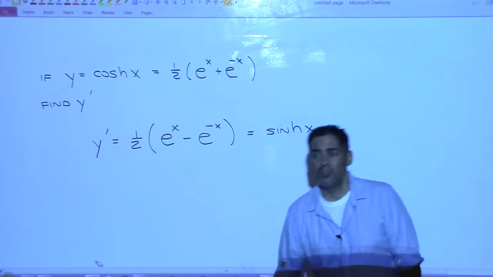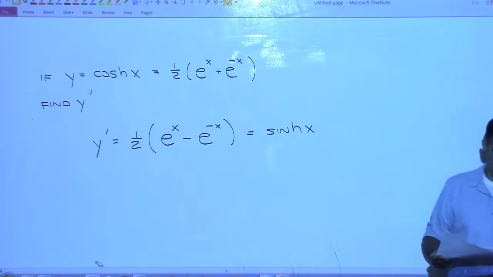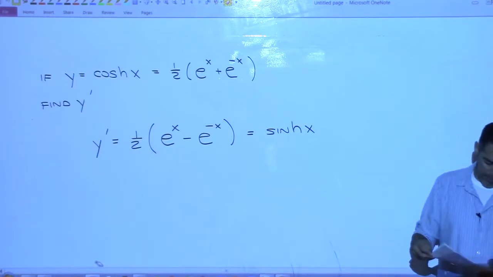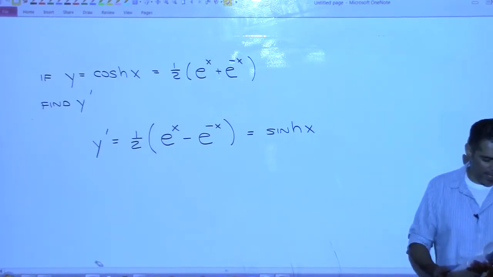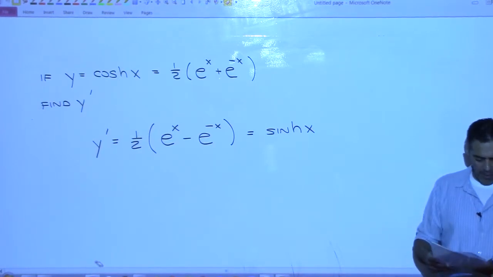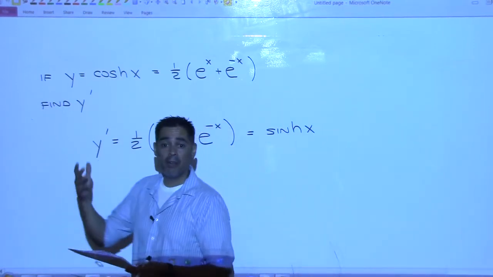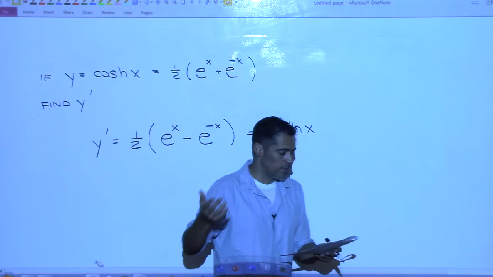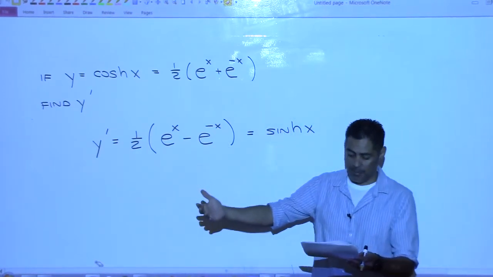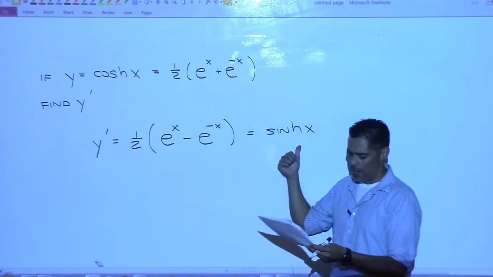So I could continue to go on and go through the derivatives for all six of these. But if you refer to reference page 5 again, formulas 25 through 30 will give you the derivatives of all the hyperbolic functions. So derivative of sine hyperbolic x is cosine hyperbolic x. Derivative of cosine hyperbolic x is sine hyperbolic x.